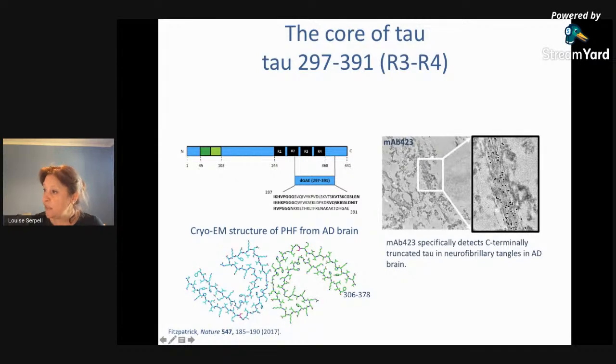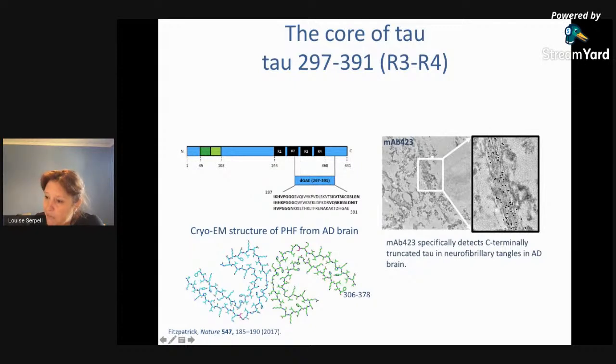And that's shown here. So these are gold particles that label the paired helical filaments using this antibody that identifies this truncation. And more recently, some structural work was done by the Goedert and Scheres groups, where they showed that the structure of paired helical filaments from Alzheimer's disease brain have a particular core within them. And that's shown in this picture here. And it turns out that that core is sequence 306 to 378. So that fits nicely into our 297 to 391 region. So we're actually looking at something that might be important in the core of the paired helical filaments.